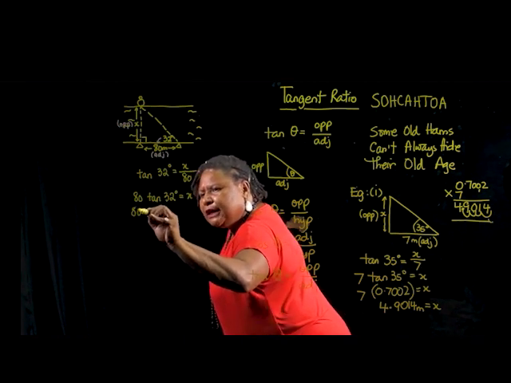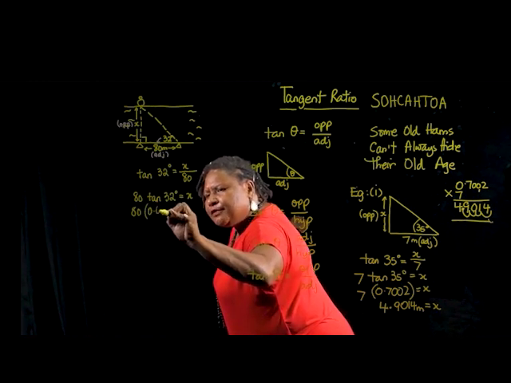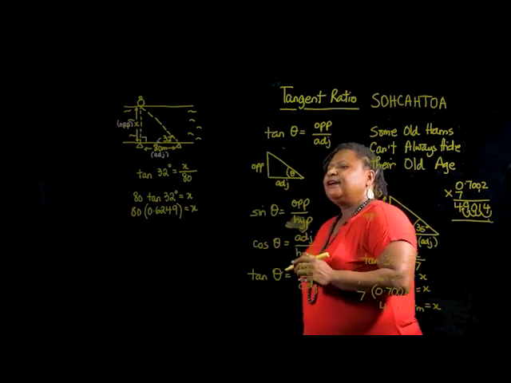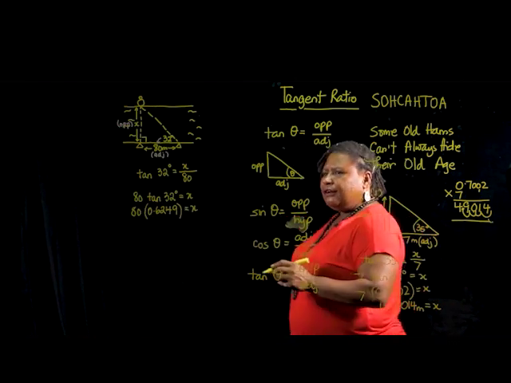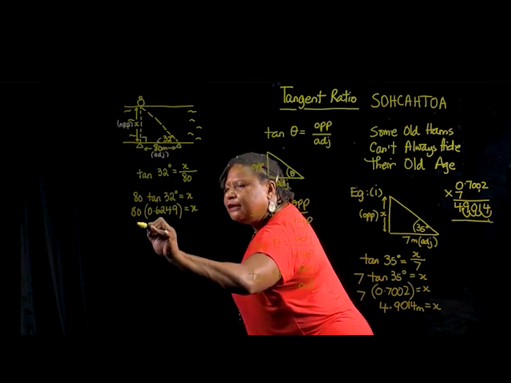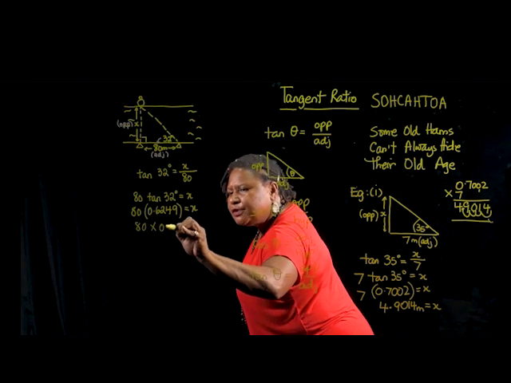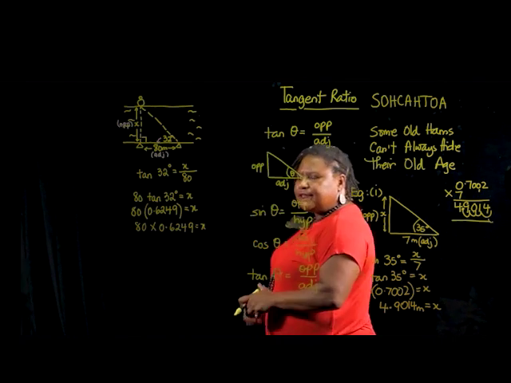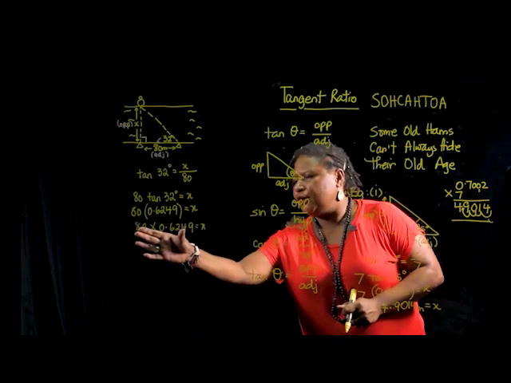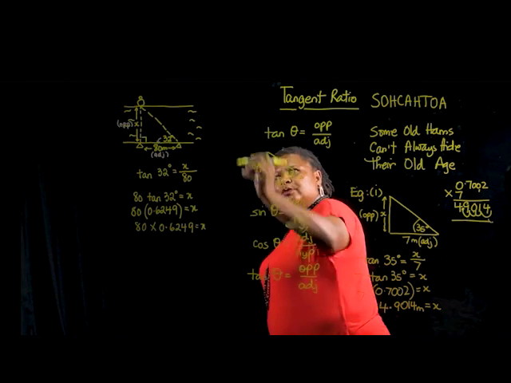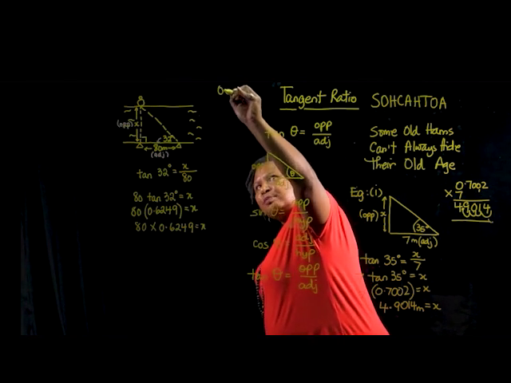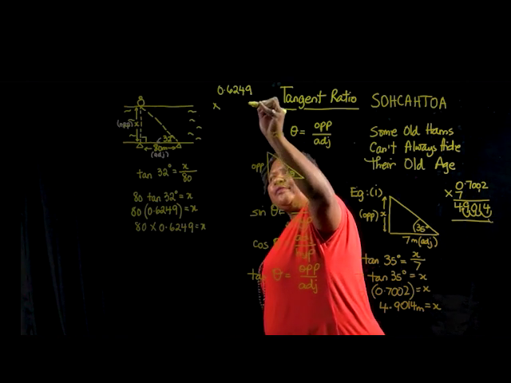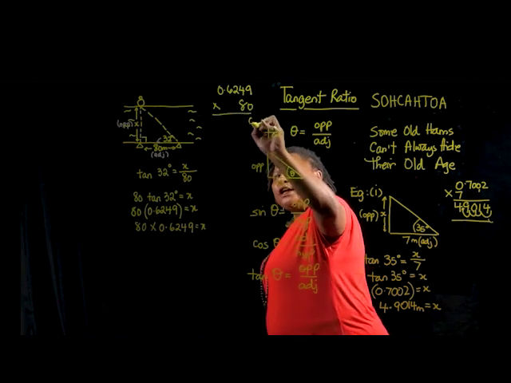Okay, so 80 times 0.6249 equal to x. All right, so we are multiplying here. Now again, be careful with your decimals. Let's see, we'll multiply up here. 0.6249 multiplied by 80.